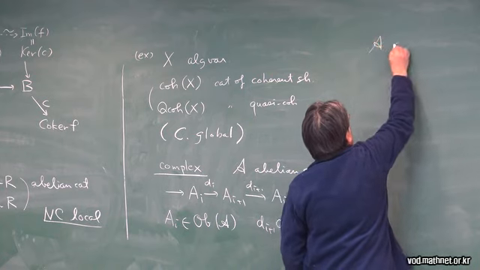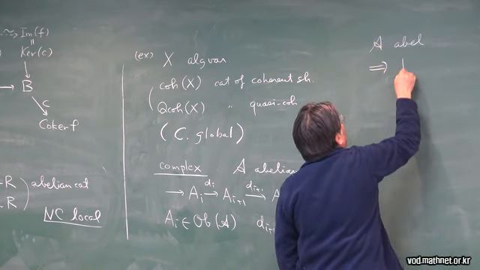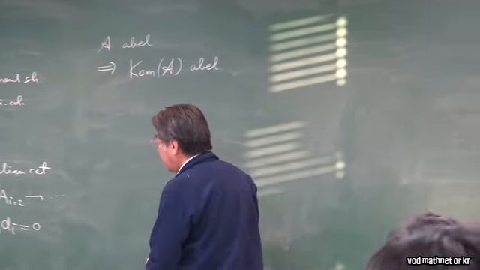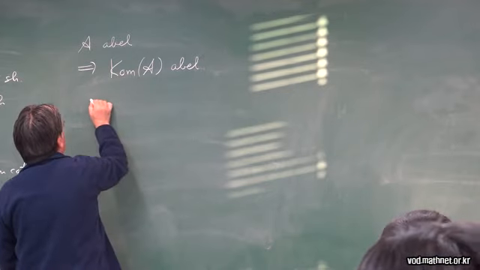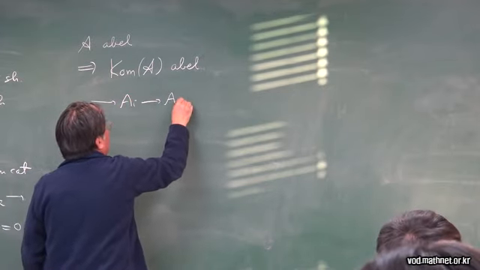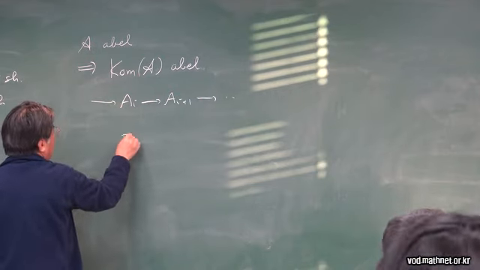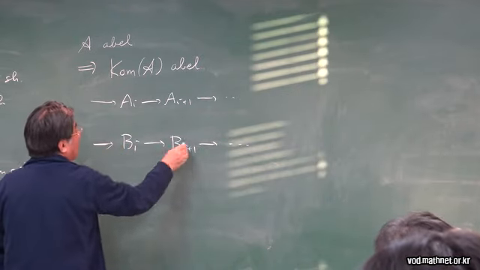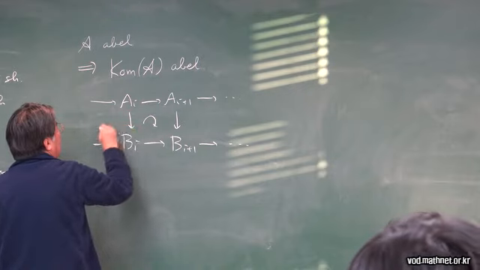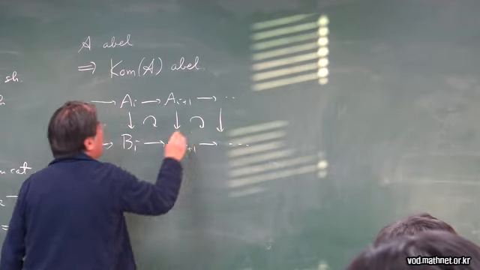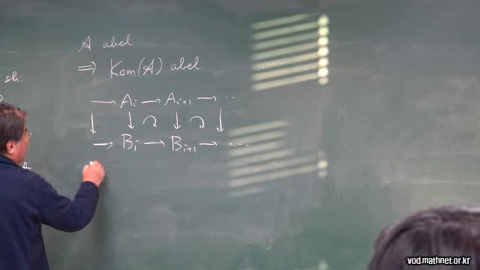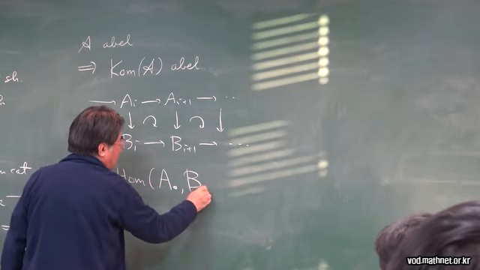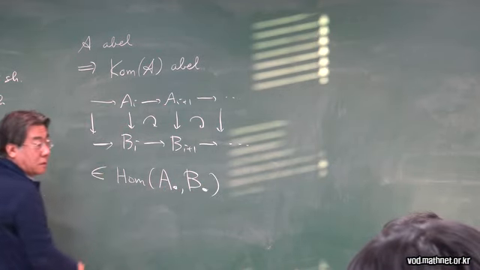And if A is an abelian category, then the category of complexes is also abelian. The morphism is given like this: A_i, A_{i+1}, and B_i, B_{i+1}, and so on. Then the morphisms are this kind of commutative diagram. This is Hom from A to B. So this dot means complex.